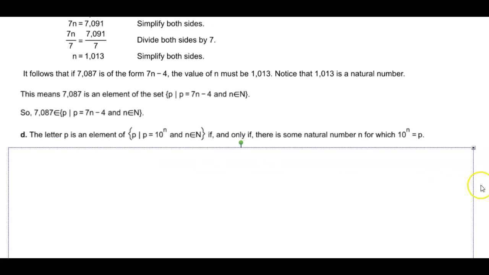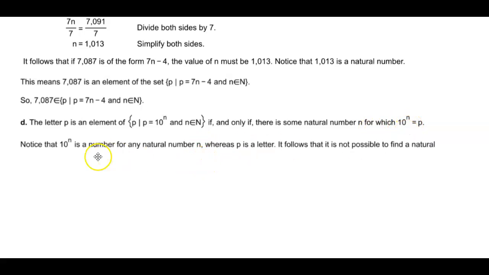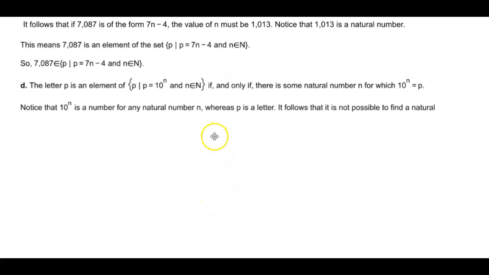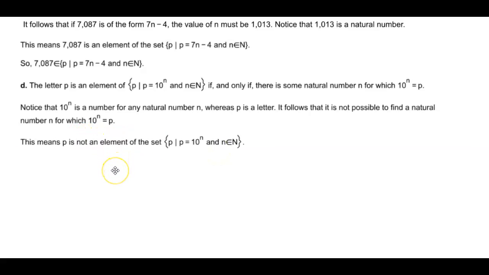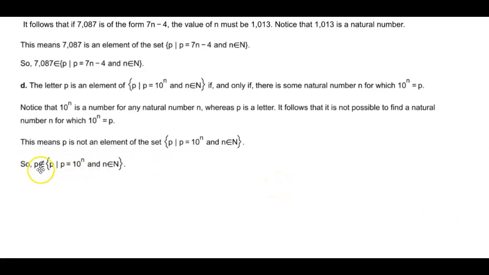Now let's take a look at D. D says the letter P is an element of P such that P is equal to 10 to the n, and n is a natural number. And that's if and only if there is some natural number n for which 10 to the n is equal to P. Now notice that 10 to the n is a number for any natural number n, whereas P is a letter. So it follows that it is not possible to find a natural number n for which 10 to the nth power is equal to P. So therefore we would say that P is not an element of that set.